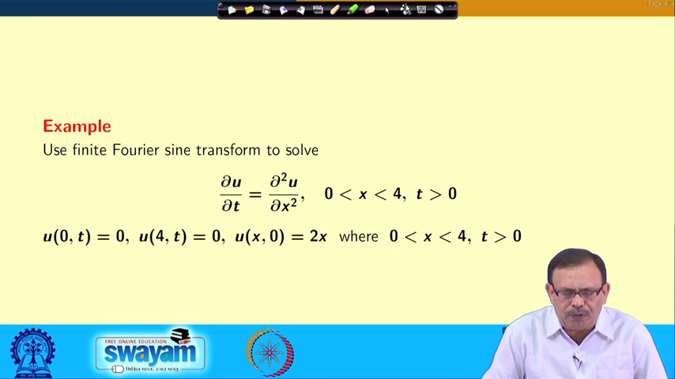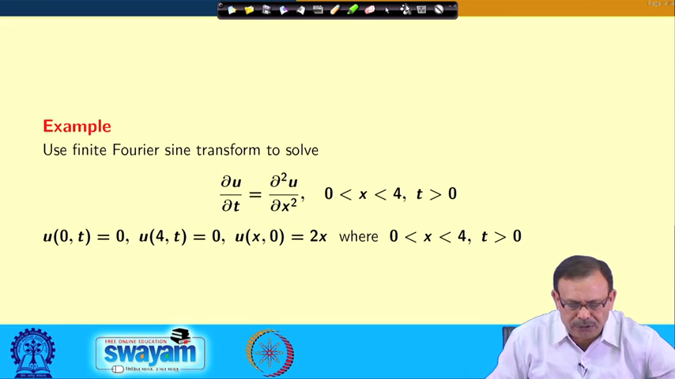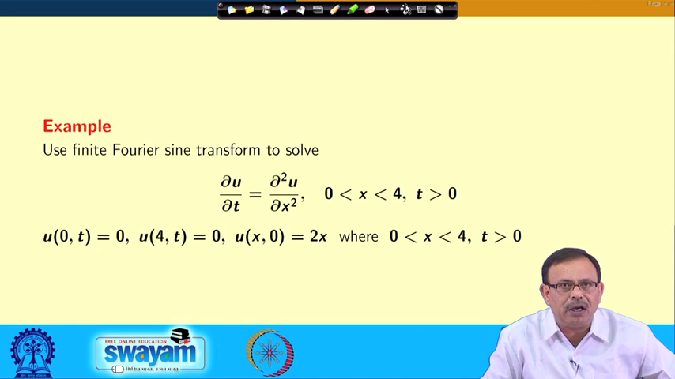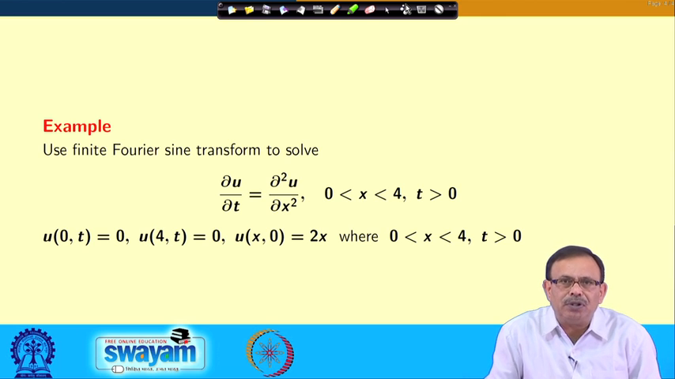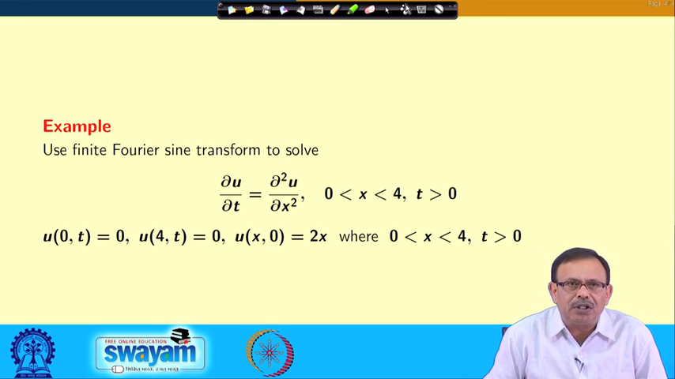I want to find the Fourier sine transform for the equation del u by del t equals del 2 u by del x square, where x lies between 0 to 4 and t greater than 0. It is given that u(0,t) equals 0, u(4,t) equals 0 and u(x,0) equals 2x, when x lies between 0 to 4 and t greater than 0. Here, firstly I cannot take the Fourier sine transform with respect to t, because the range of t is from 0 to infinity, whereas x varies from 0 to 4. So, whenever I have to take it, I have to take it with respect to x.